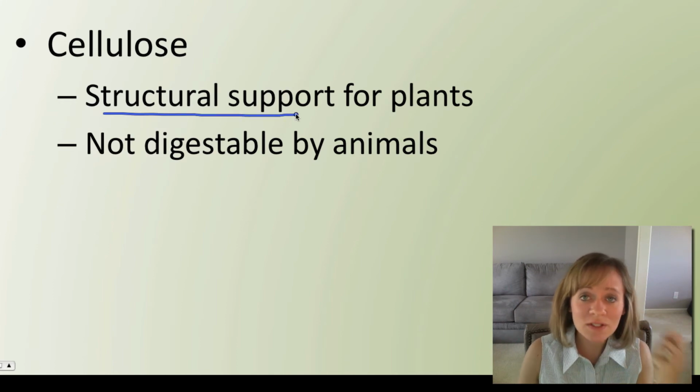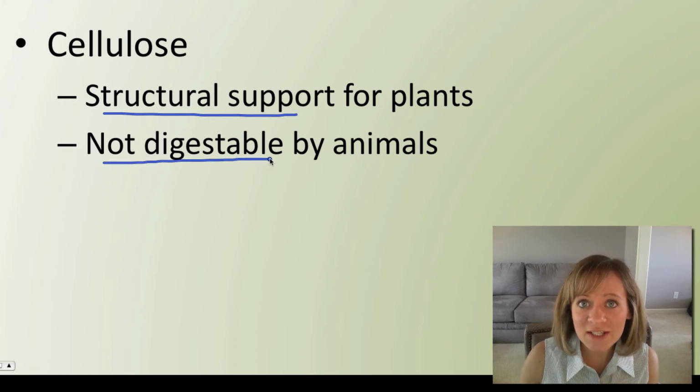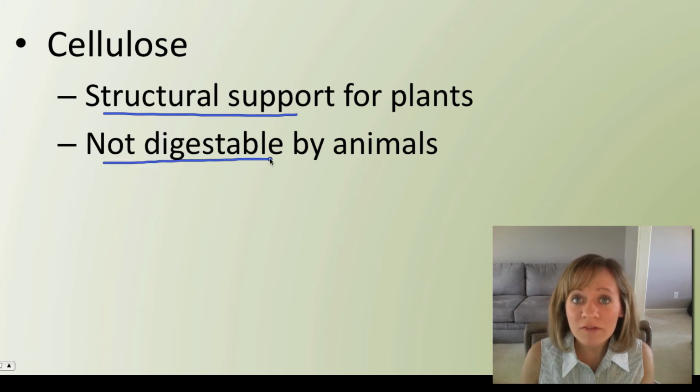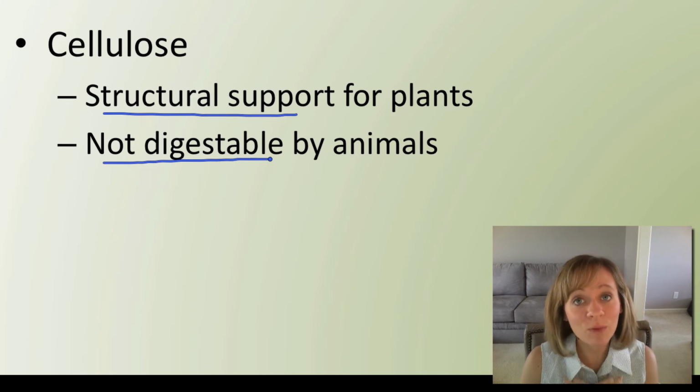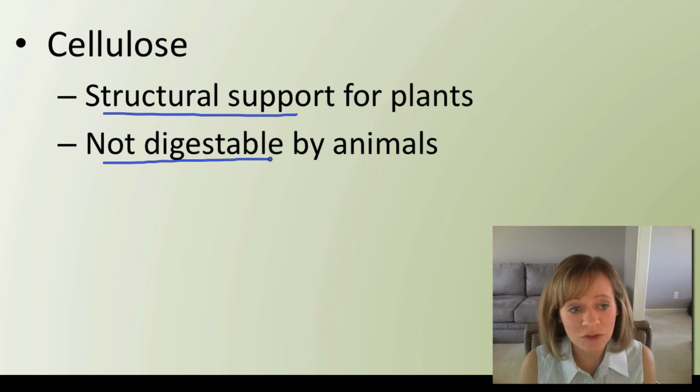So when you bite into a celery stalk and you get that string, those are strings of cellulose. Animals cannot digest this. So that would be considered roughage in our diet. It passes right through us because we can't digest it. But cows, for example, have special bacteria in their stomachs that do that digestion for them. So that's why cows and herbivores are able to get energy from cellulose. We can't break that bond, so we can't get energy from cellulose.